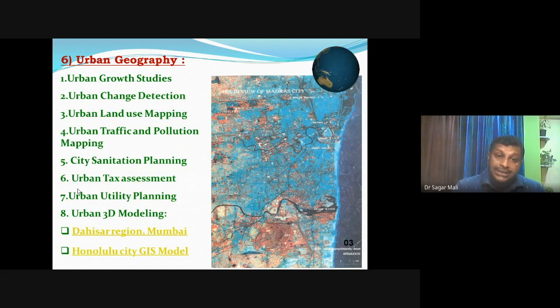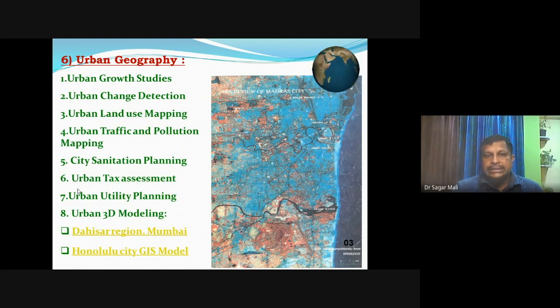Urban land use mapping, as I told, urban traffic and pollution mapping for the macro level analysis of the urban area: traffic controlling, traffic monitoring, and pollution mapping. Because of the urbanization and huge tall buildings, the pollution level of the cities is increasing very rapidly. We have witnessed Delhi NCR, where the population is very high. For that purpose, remote sensing plays an important role to find out the distribution of the pollution in a particular city.